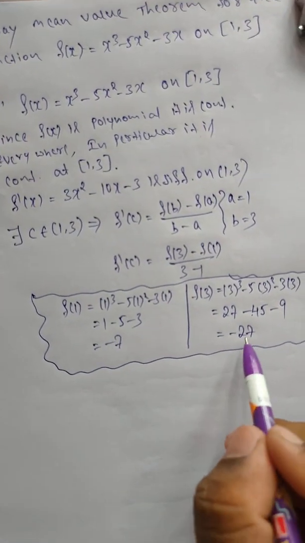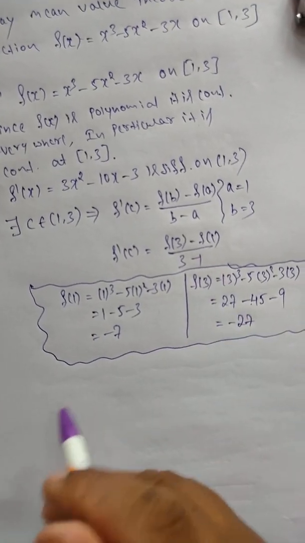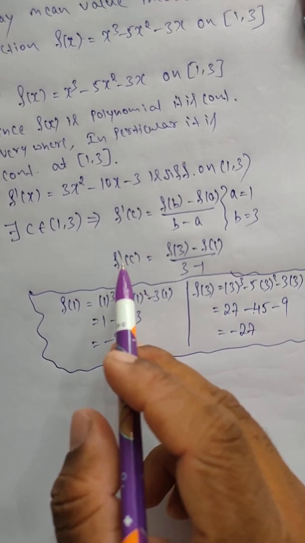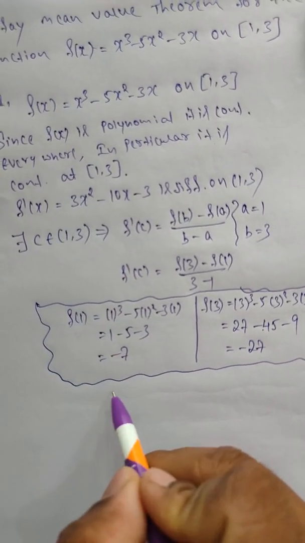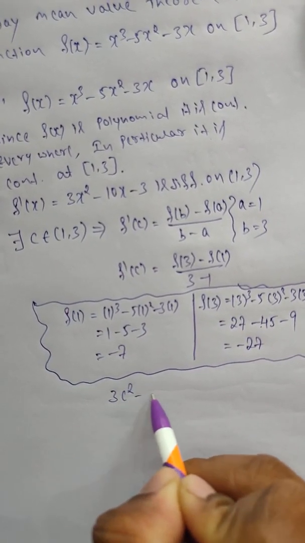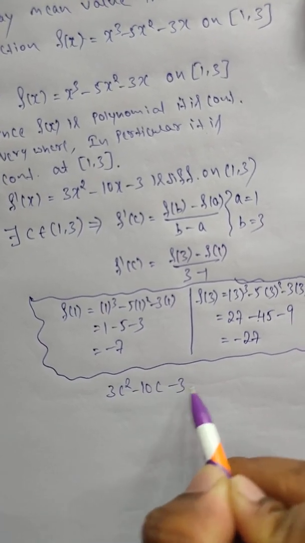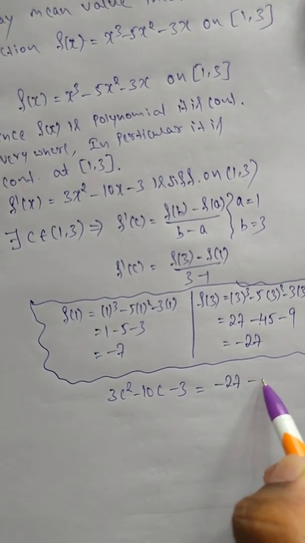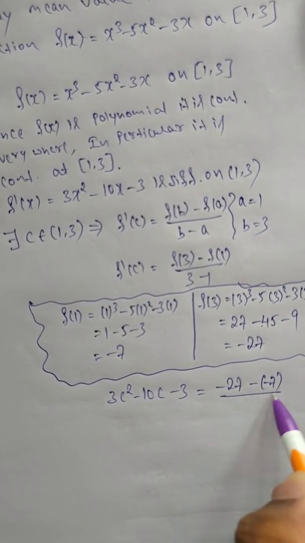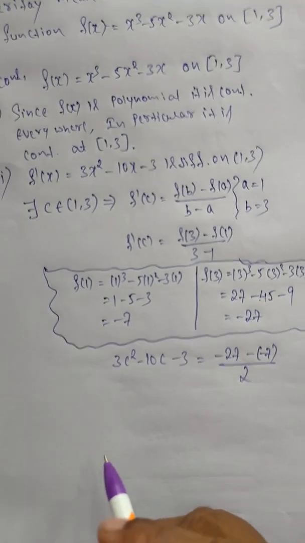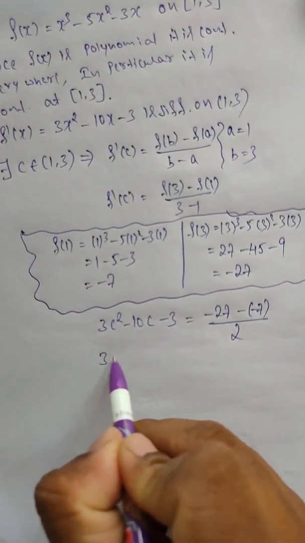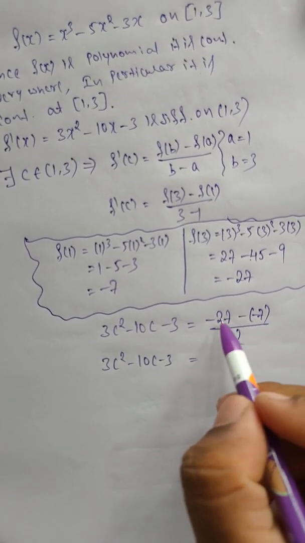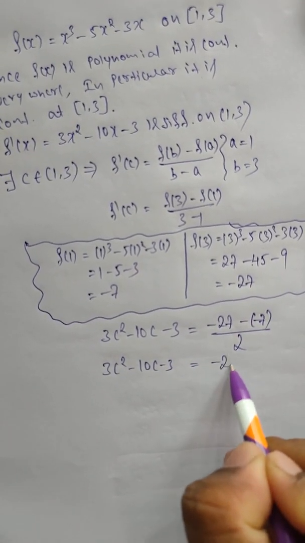Now we are substituting, we are replacing. So here this will become f dash of C. What is f dash of C? Instead of x you want to substitute C. So 3c square minus 10c minus 3 is equal to minus 27 minus of minus 7 by 3 minus 1, which is 2. Now next, 3c square minus 10c minus 3, minus minus become plus, minus 27 plus 7 is minus 20 by 2.